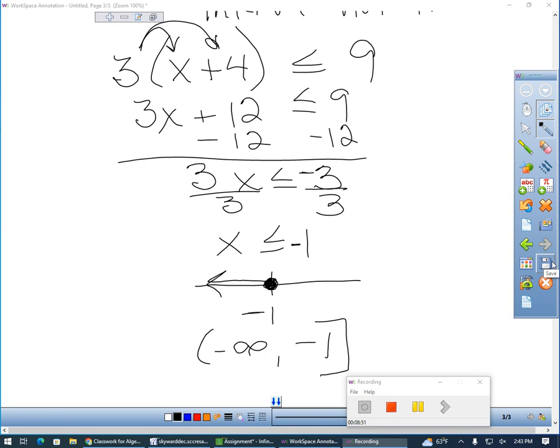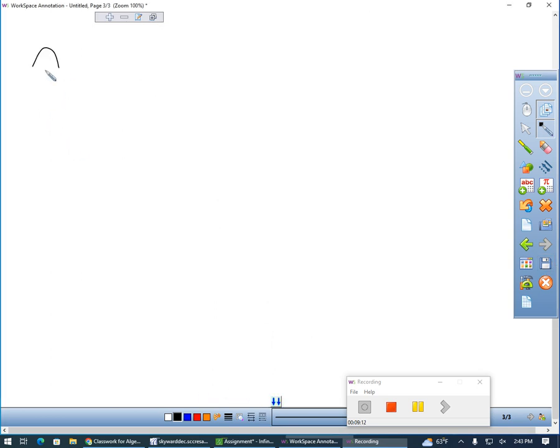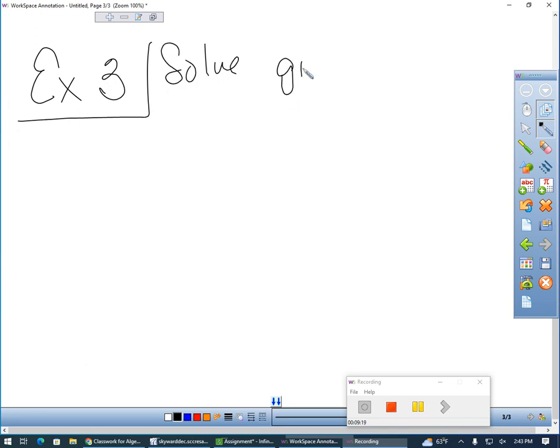Okay. All right, let's do example number 3. Again, I'm going to ask you to solve, graph, and write interval notation. So even though your book doesn't say it, you have to do it. All right?